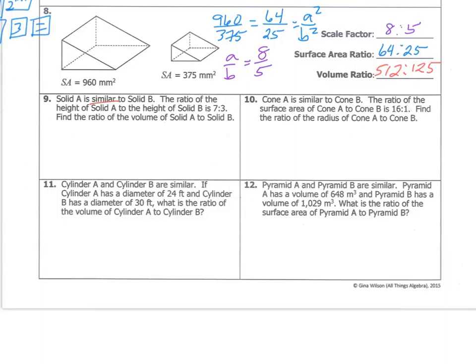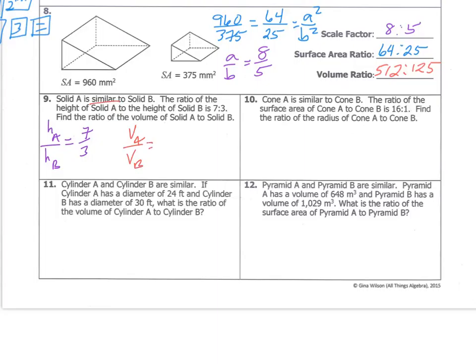For number 9, solid A is similar to solid B, so that's important. The ratio of height of solid A to height of solid B is, so we've got height of A is to height of B, and they've given us 7 is to 3. I'm going to write it as a fraction. Find the ratio of the volume of solid A to solid B. So our volume of A to B is going to be what?